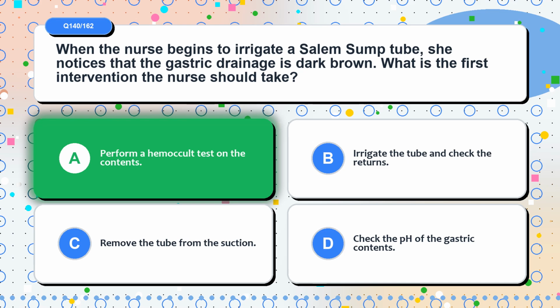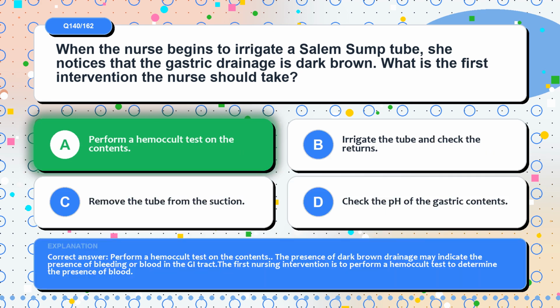The correct answer is option A. Perform a hemoccult test on the contents. The presence of dark brown drainage may indicate the presence of bleeding or blood in the GI tract. The first nursing intervention is to perform a hemoccult test to determine the presence of blood.